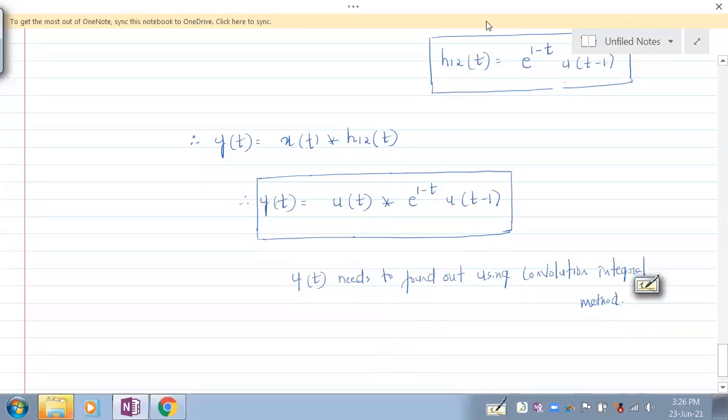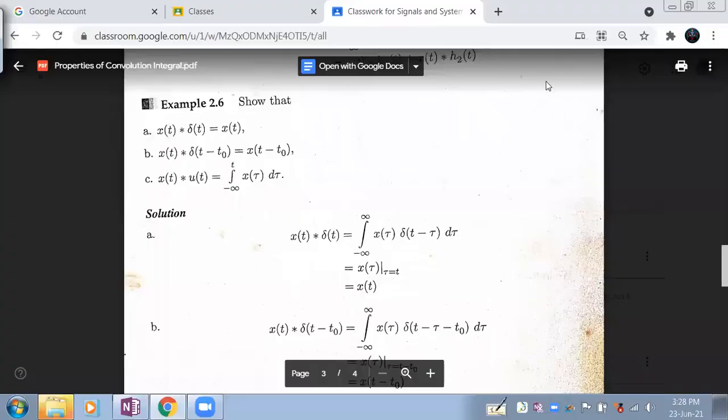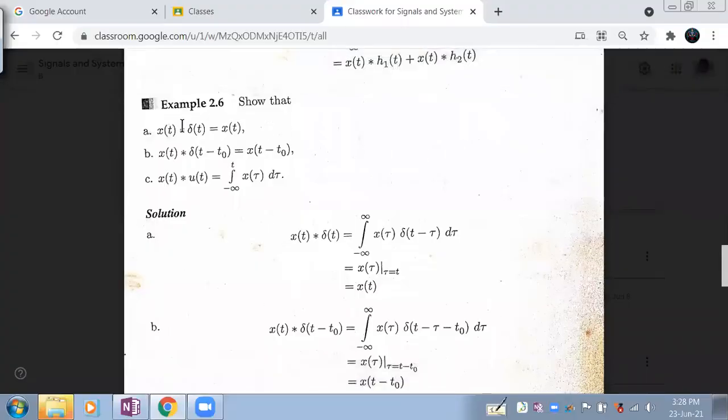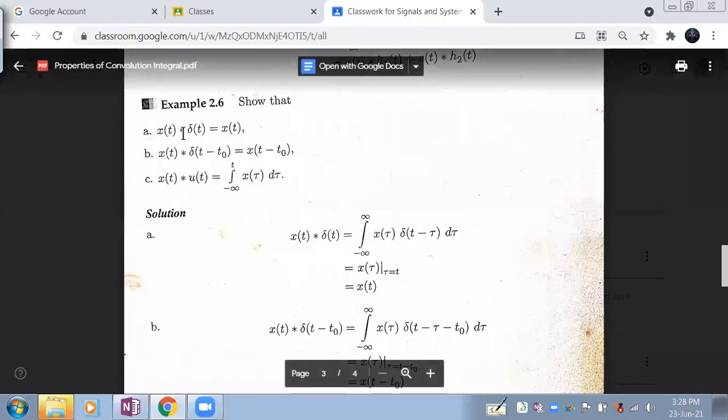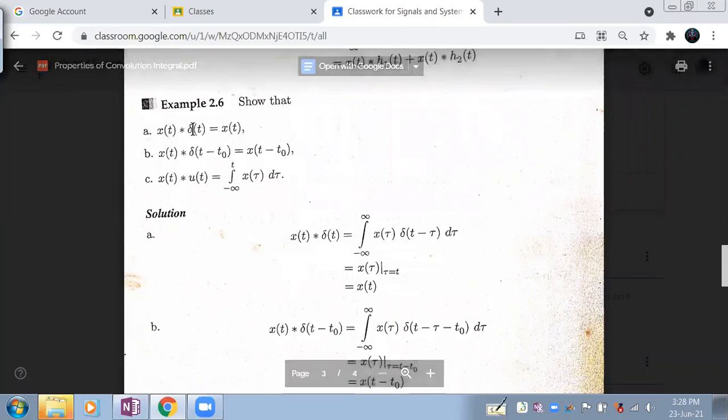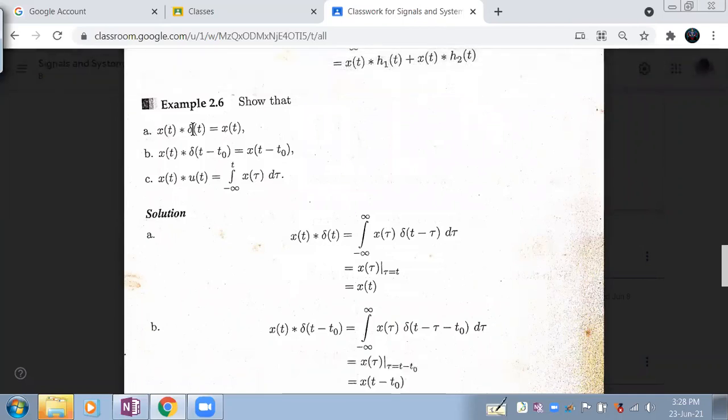Is that okay with you, everybody? So let's see these properties of the convolution integral. We have seen such properties in convolution sum also. What is x of n convolved with delta of n? We have seen that also. So on similar grounds, we shall see what happens if you are convolving a signal with an impulse function.